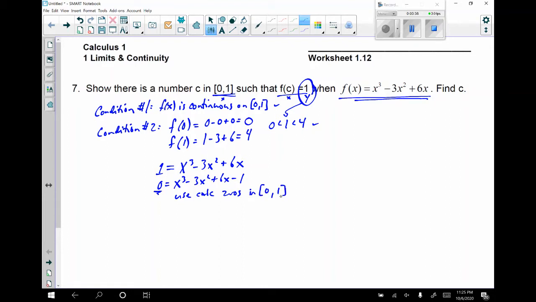Okay. Remember, we have to find a C value within this interval. If I give you a C value, my C value is 5, that doesn't work. That doesn't fit where we're guaranteeing there is one. So there's got to be one in there if the two conditions have checked out.